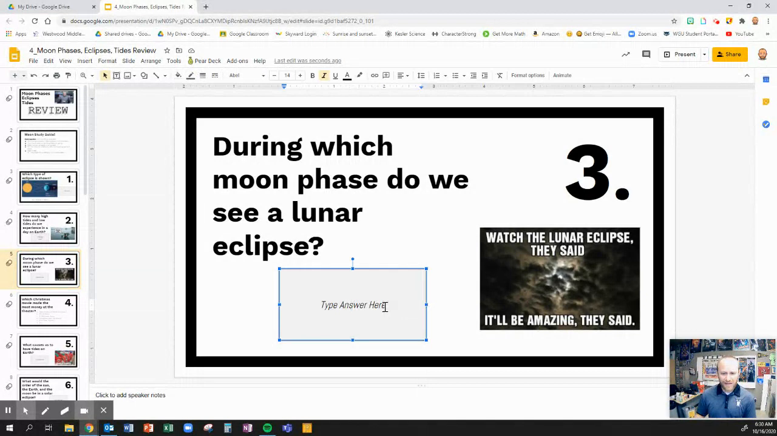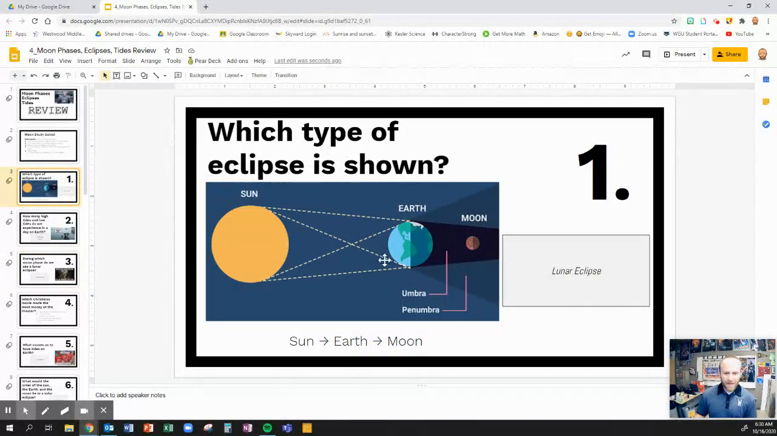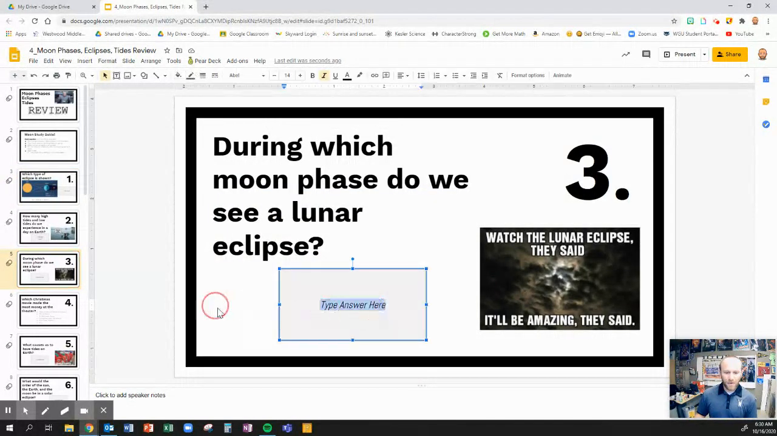During which moon phase do we see a lunar eclipse? If we go back to our diagram here, this is a lunar eclipse. We would see a full moon. That is what we see during a lunar eclipse.